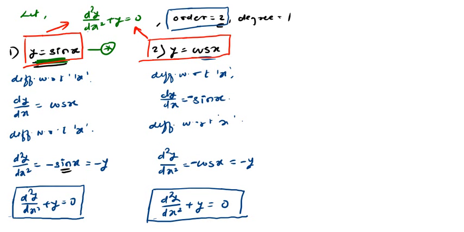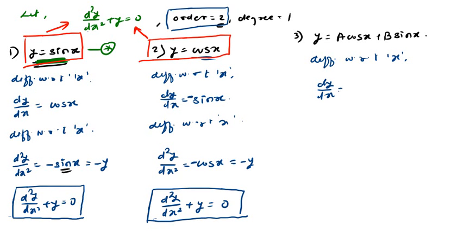Now suppose I take the third function, y equal to a cos x plus b sin x, where a is an arbitrary constant and b is also an arbitrary constant, meaning a and b are arbitrary constants. Suppose I differentiate this with respect to x. See what will happen. This will be dy by dx is equal to a, which is constant, times the derivative of cos x, which is minus sin x, plus b times the derivative of sin x, which is cos x.